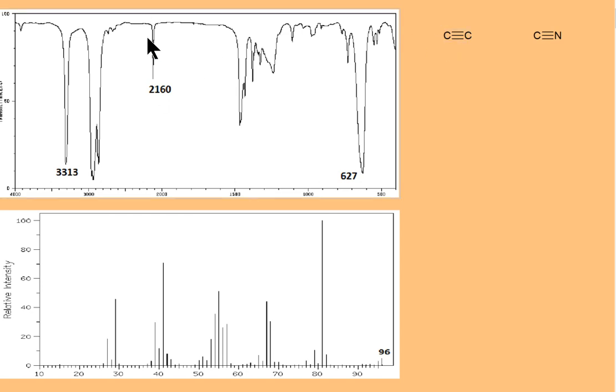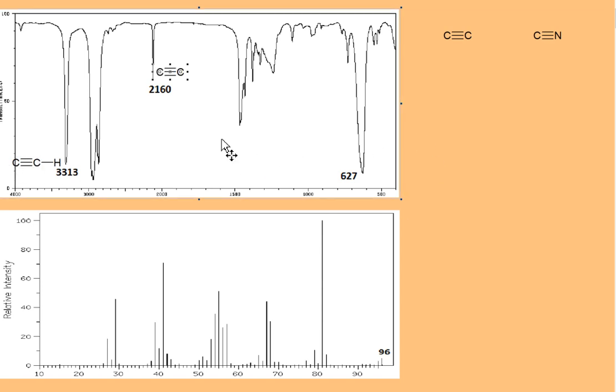alkyne because of that peak at 2160, but it's also relatively in the range for a nitrile. It's a bit more to the right, so probably an alkyne rather than a nitrile. The nitriles tend to be in the 2200 range. But the thought that it's an alkyne is further backed up by the peak at 3313, which is probably the carbon to hydrogen bond stretching for the hydrogen attached to the carbon triple bond.